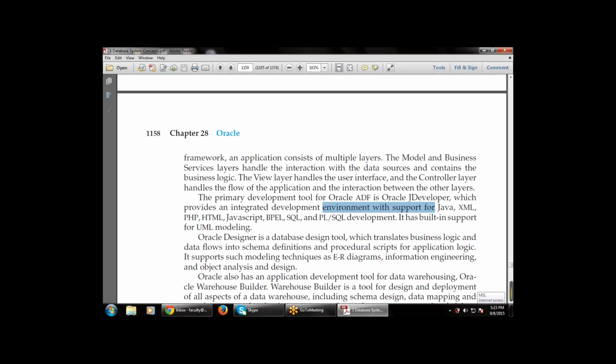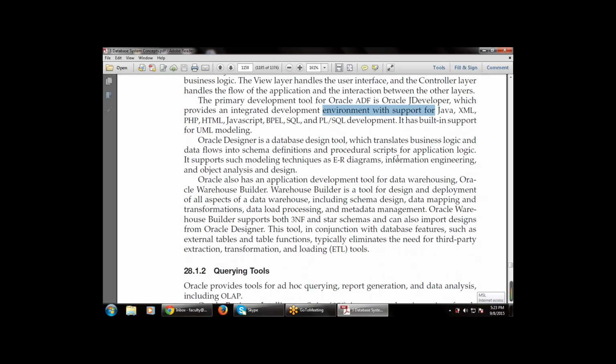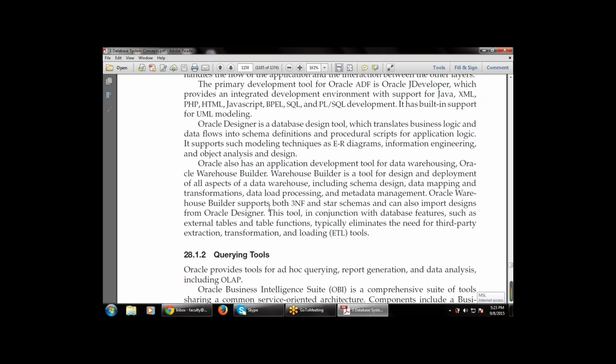And Oracle Designer is a database design tool which translates the business logic and data flows into the schema definition that is available for the application logic. And Oracle also has an application development tool for data warehousing, the Warehouse Builder, that is a tool for the design and development of all the aspects of the data warehouse, including schema design, data mapping, and transformation.